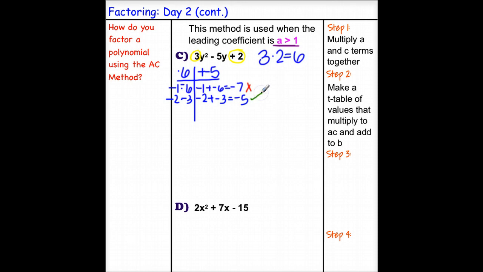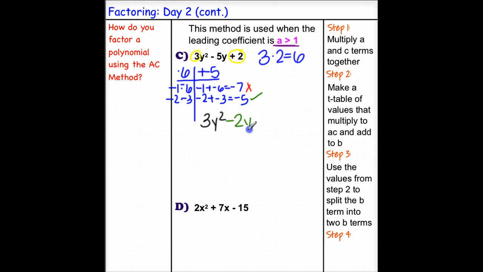So now we can go ahead on to step 3, which is going to be to use the values from step 2 to split the B term into two B terms. And so we're going to take 3y squared, which doesn't change, and splitting those B terms up, we have minus 2y minus 3y and then plus 2. The question I know might be coming up of does it matter which of our B terms that when we split it goes first? It doesn't matter.